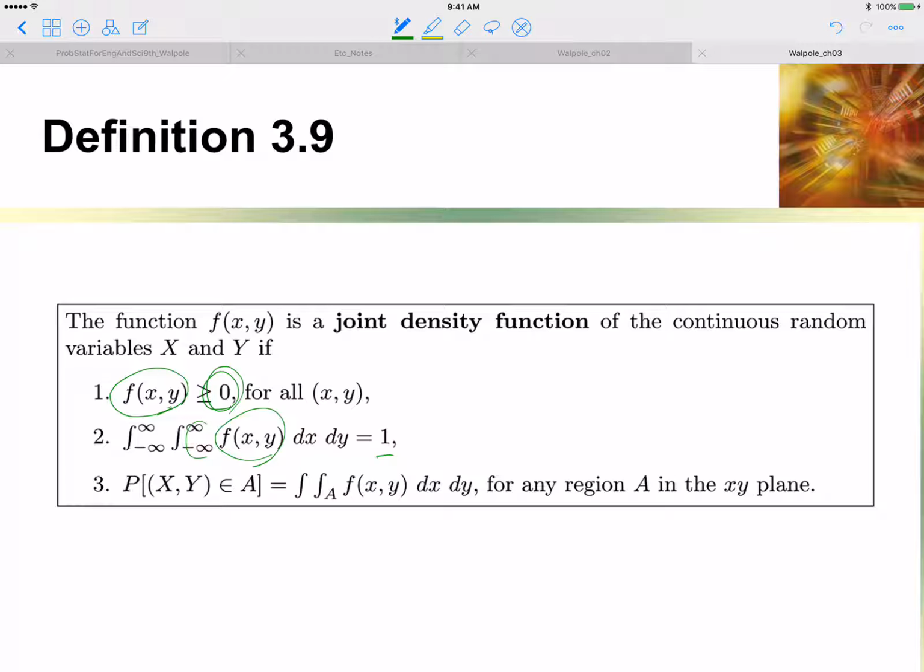And then, the interpretation or the actual meaning of this function is that the probability of x and y belonging to a region A is obtained by doing the integral over this region A of the function f of x and y.